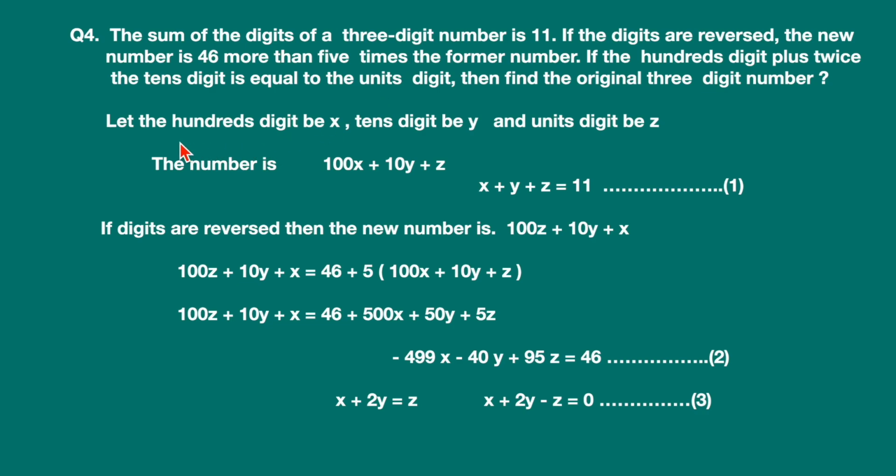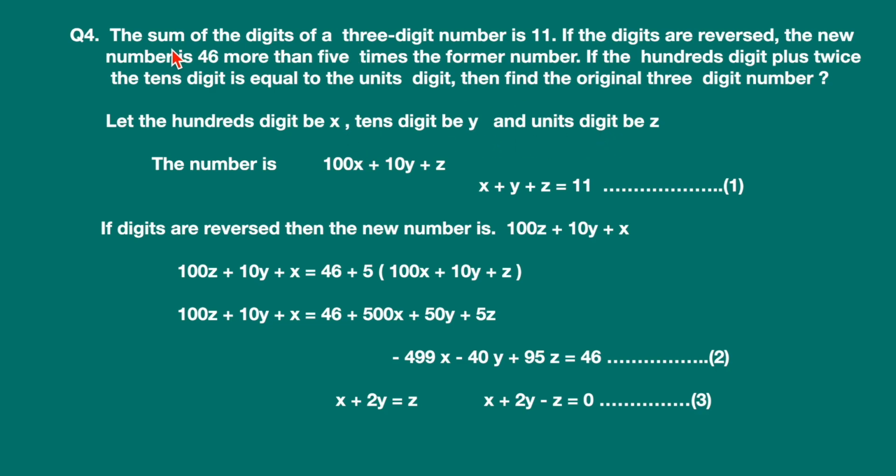So let us say that the hundredths digit be x, tens digit be y, and the units digit be z. So z is the units place, y is in the tens place, and x is in the hundredths place. So you know that the number will be 100x plus 10y plus z. So this is the number. These are the digits.